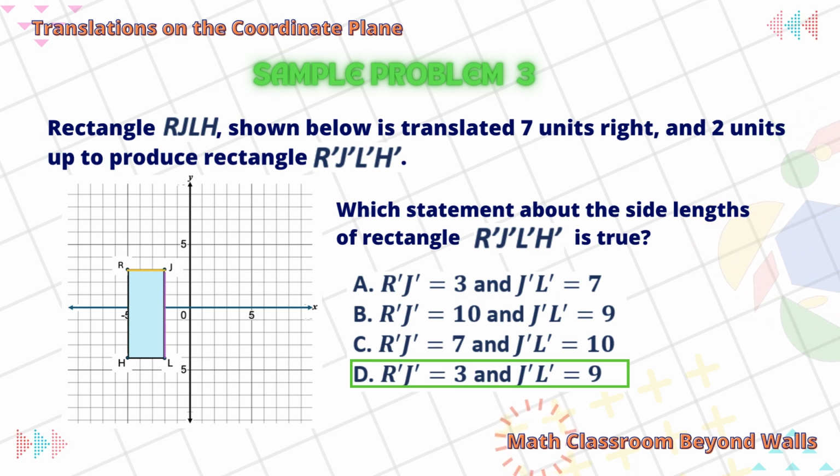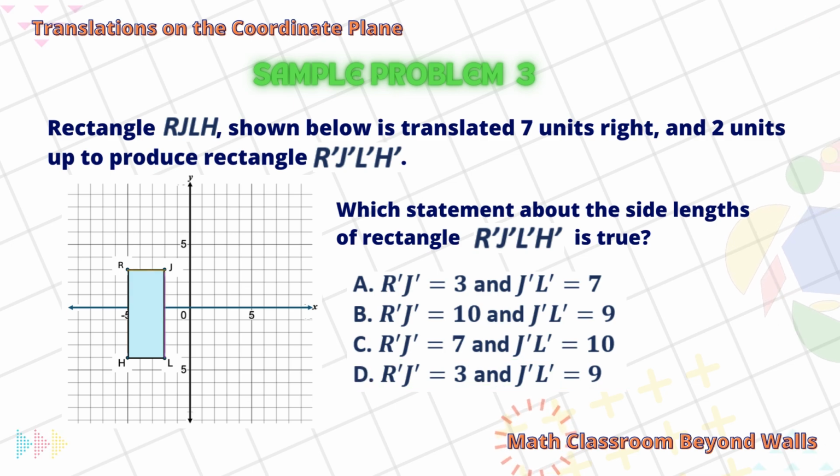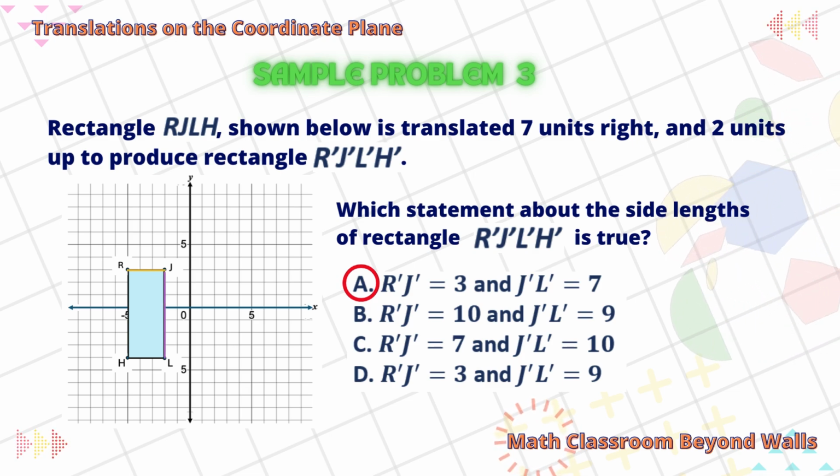Let us look at option D. The length of R prime J prime is 3, and the length of J prime L prime is 9. Is this statement about the side lengths of rectangle R prime J prime L prime H prime true? Again, no, the statement is not true. So our answer is option A. The length of R prime J prime is 3, and the length of J prime L prime is 7.